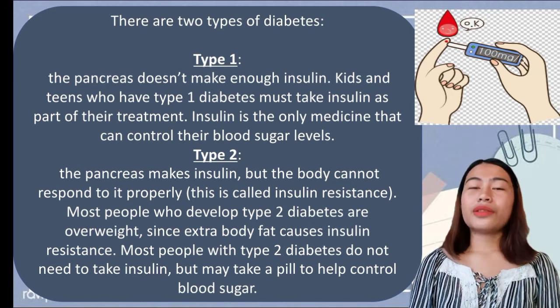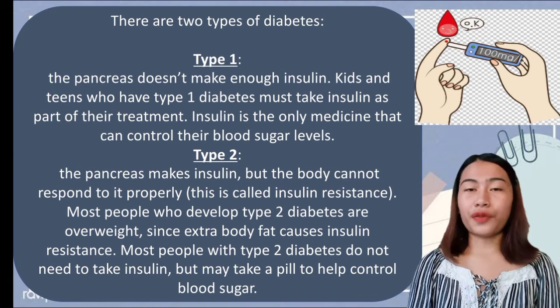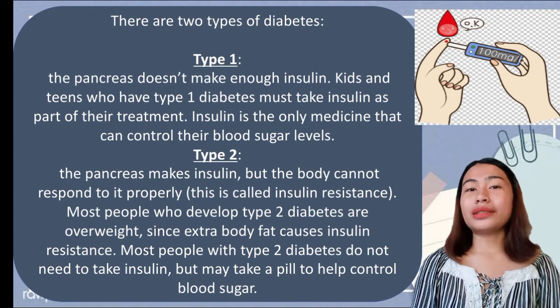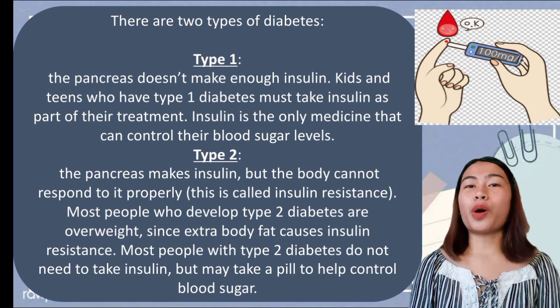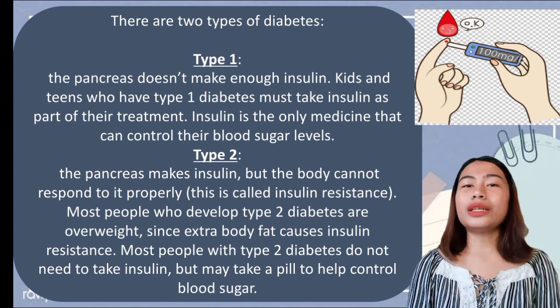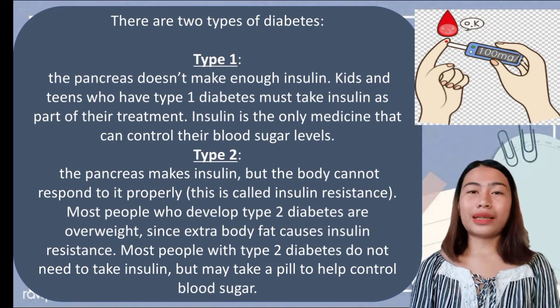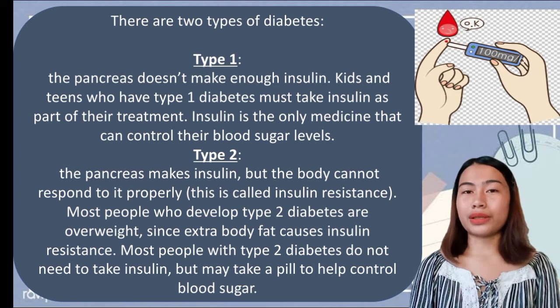Type 1. The pancreas doesn't make enough insulin. Kids and teens who have type 1 diabetes must take insulin as part of their treatment. Insulin is the only medicine that can control their blood sugar levels.